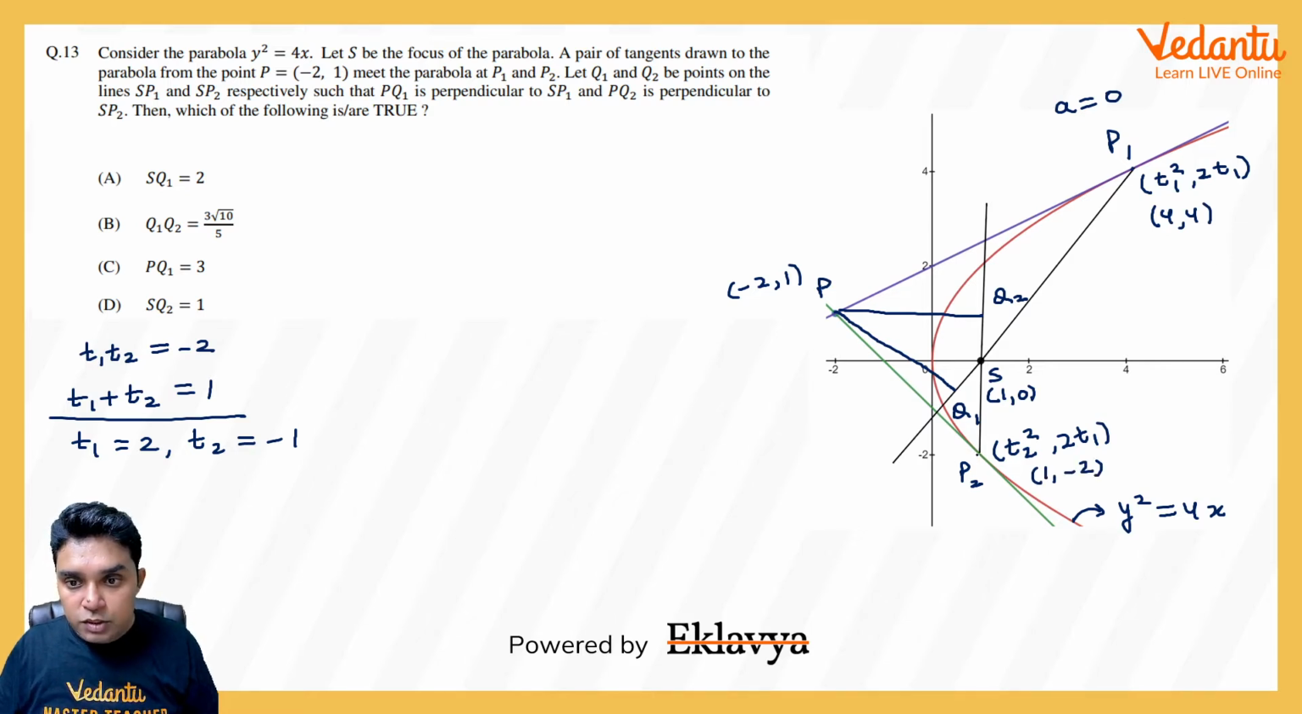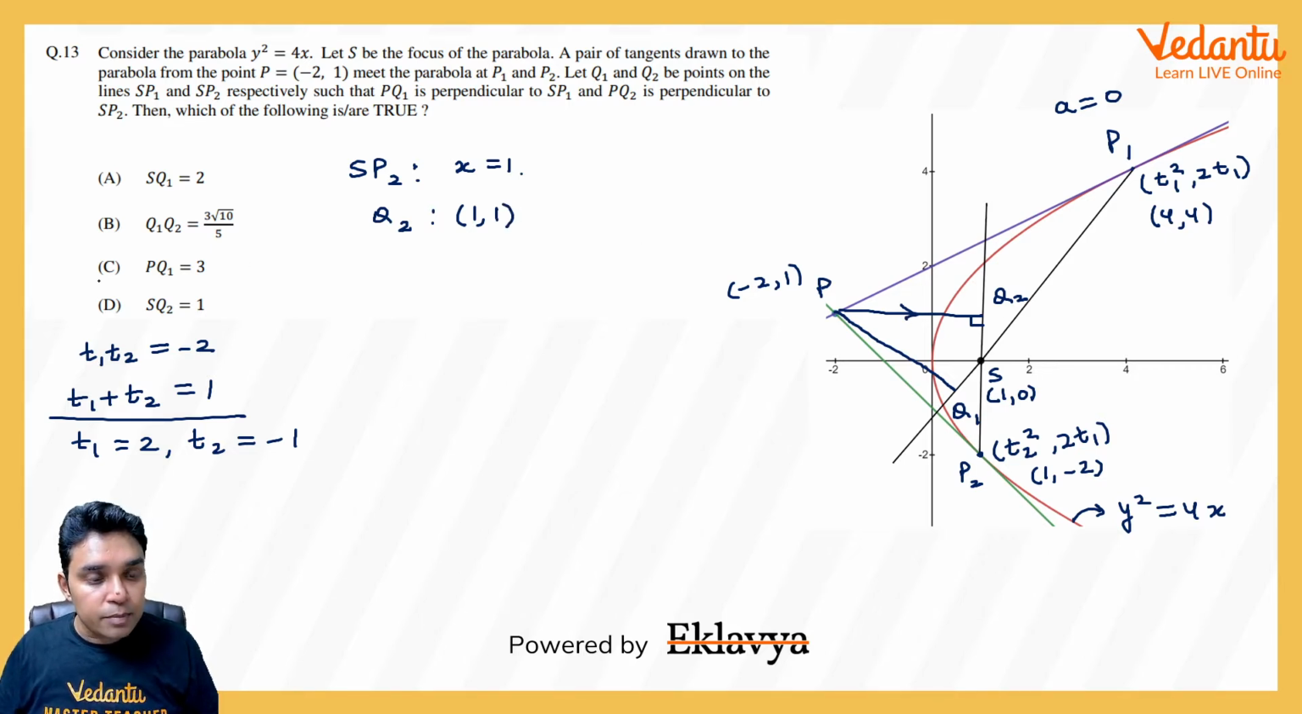You can check this: P2 has the same x coordinate as that of S. So if I join S with P2, then this line will be parallel to the y-axis and its equation will be x is equal to 1. So if I drop a perpendicular from P on this line, it has to be parallel to the x-axis. So I think the coordinate of Q2 can be written directly now, because Q2 will have the same x coordinate as this line, which is 1, and it will have the same y coordinate as that of P, because this line is parallel to the x-axis. So this is my Q2.